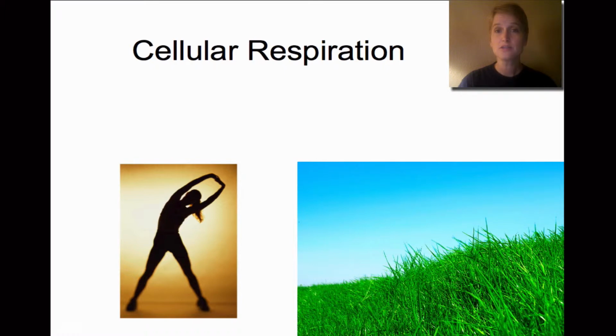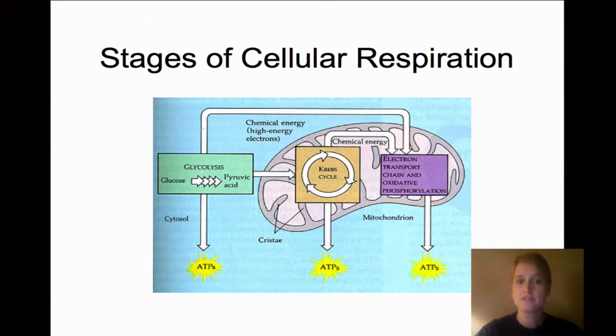So cellular respiration, another absolutely critical function in the cells. This produces the energy for the organism, and all organisms need energy to maintain life. So as people, we need energy, but plants need energy, other animals need energy. So this is a pretty important process. Now there are 3 stages of cellular respiration.